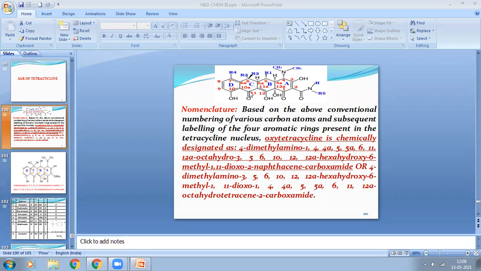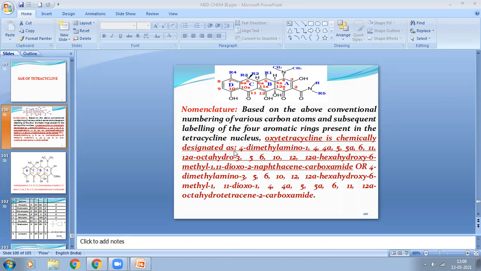Now, we are going to give the nomenclature of oxytetracycline. Why? Because oxytetracycline is the first discovered tetracycline, so the first discovered tetracycline is called oxytetracycline. Chemically we can designate it as, see here, a dimethylamino group in the 4 position.